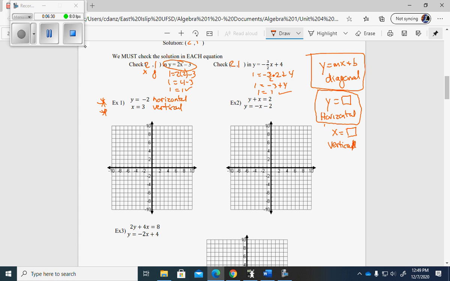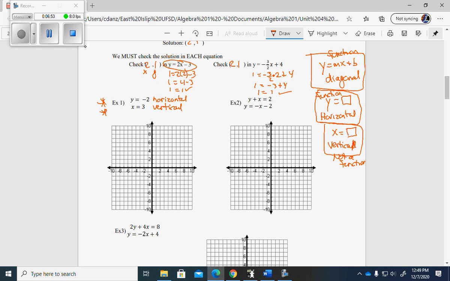Just as a reminder, vertical lines are not functions, right? Because there's an input that has multiple outputs. This is a function. This is a function. And this is not a function. Just some review for you.